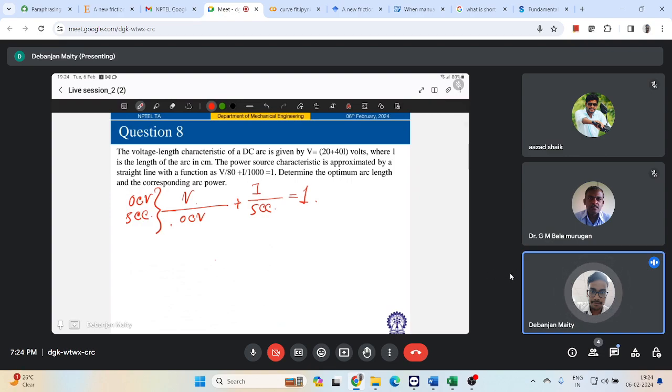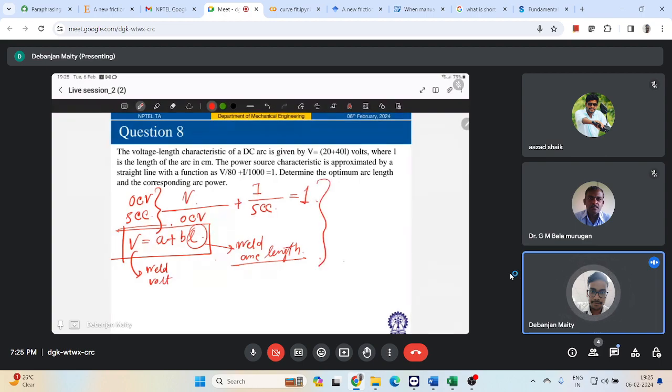And always your voltage will follow a linear relationship with your arc length. So if this is my weld voltage and this is my weld arc length, if my arc length increases, voltage will also increase. If arc length decreases, voltage will decrease. They follow a simple linear relationship. So this is a brief introduction.